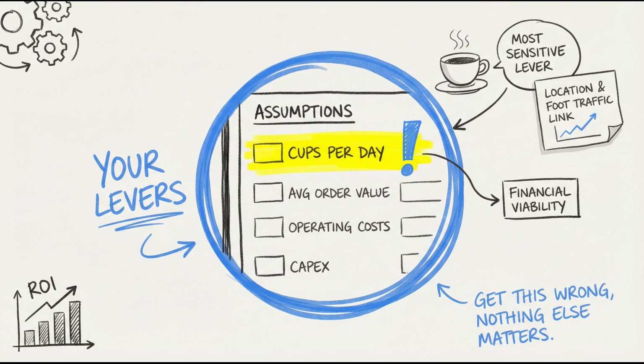The calculator has several levers you can pull. The most sensitive one is cups per day. This is your location. Get this wrong, and nothing else matters. This is where the analysis from episode 2 pays off.